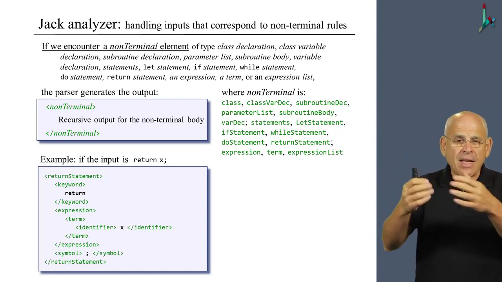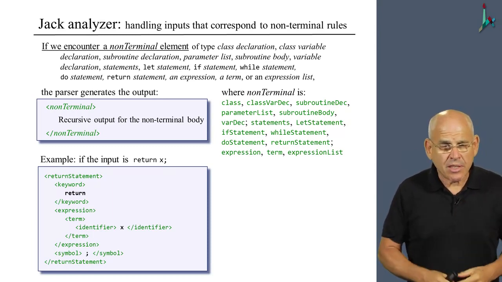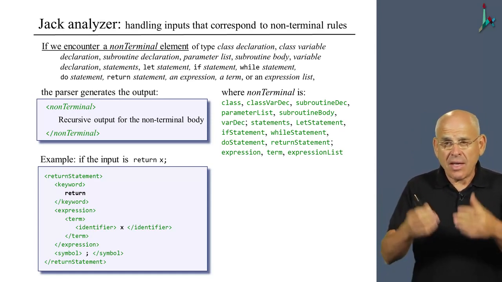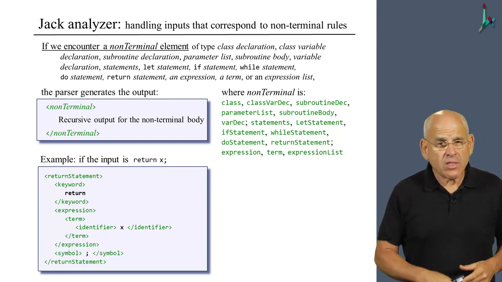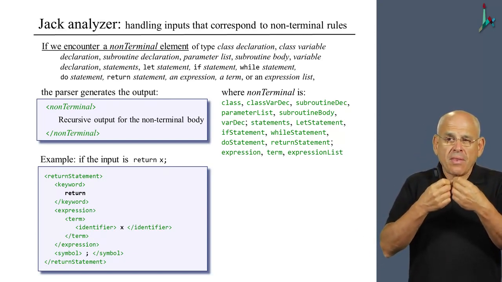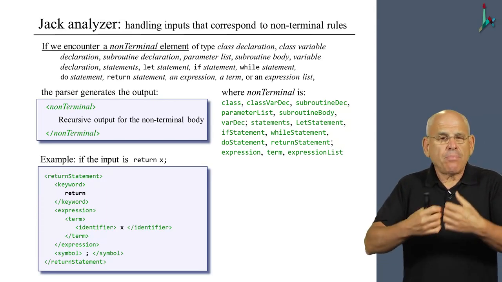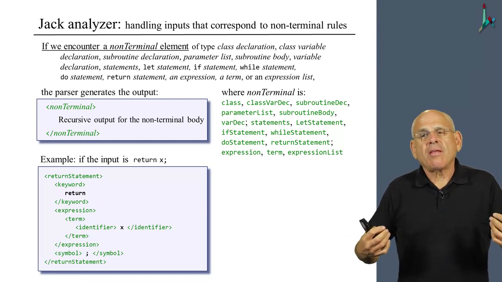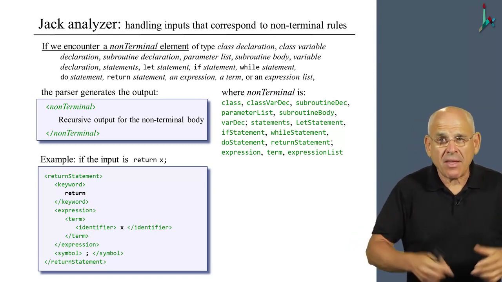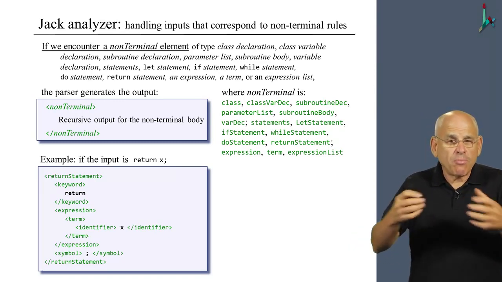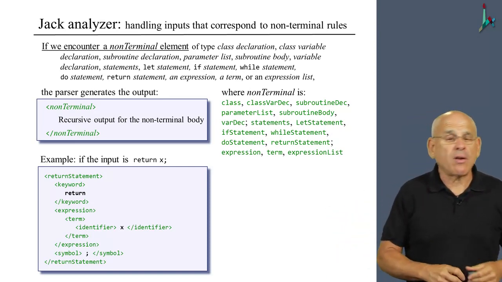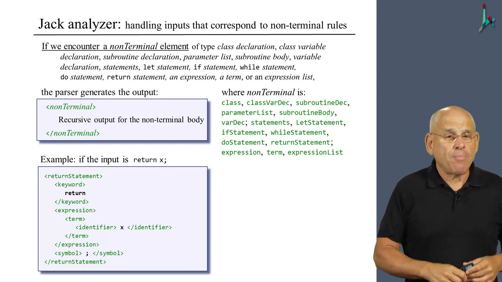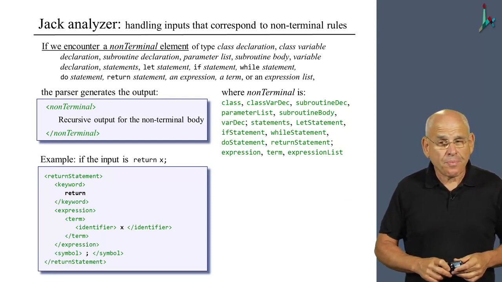Once again, the analyzer is following the grammar. We should have an expression, and the expression consists of a term. And indeed, we have here an identifier X, which constitutes a term, and so on and so forth. So the analyzer must, once again, emit all the output that constitutes the body of the rule. And this output may well be nested, because the rule is made up of other rules, and so on and so forth. And that is why the parser must be a recursive program.